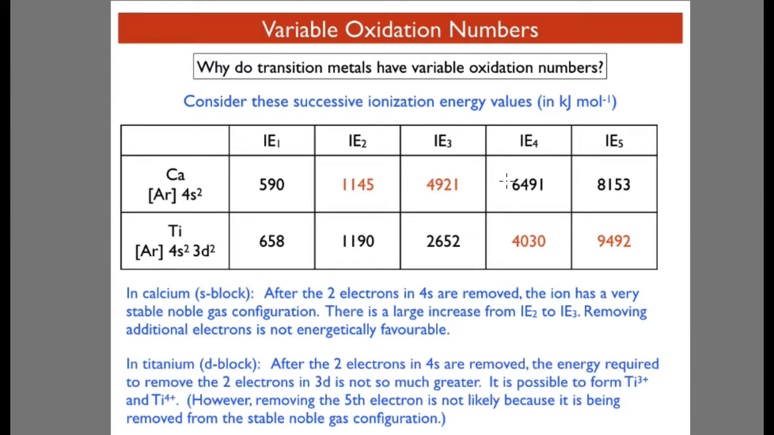Conversely, in titanium, which is in the D block, after the first 2 electrons in 4s are removed, the energy required to remove the 2 electrons in 3d is not so much greater. It's possible to form Ti3 plus and Ti4 plus. Removing the 5th one over here though is unlikely because it has a much higher energy demand. You would be removing it from the stable noble gas configuration.